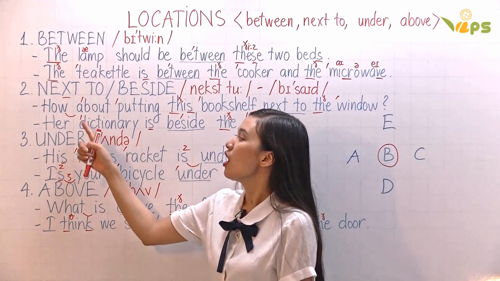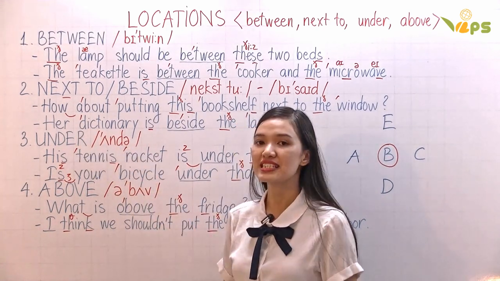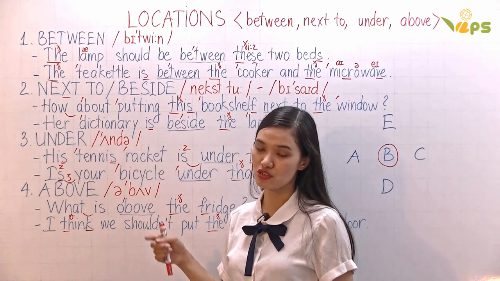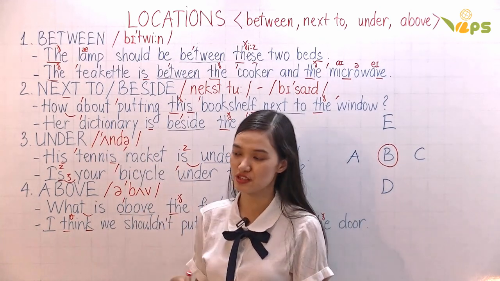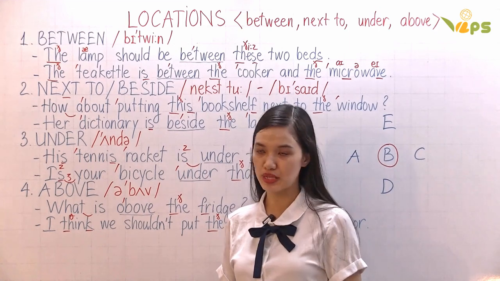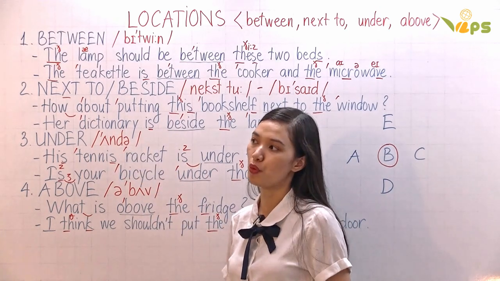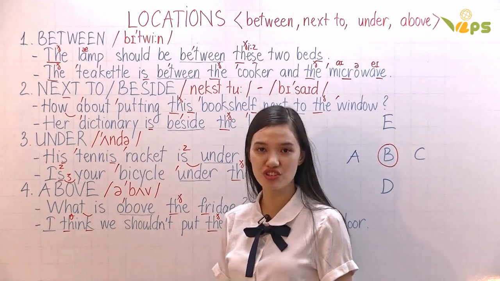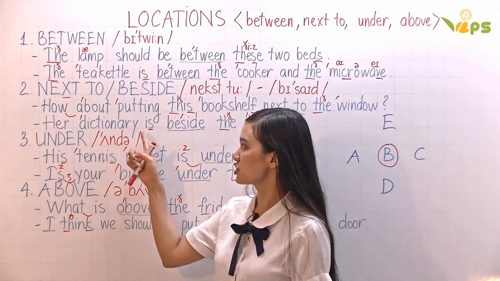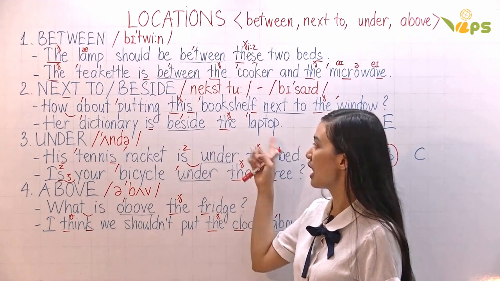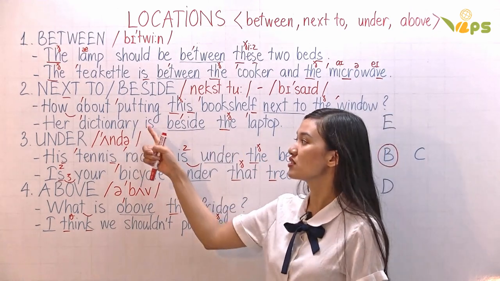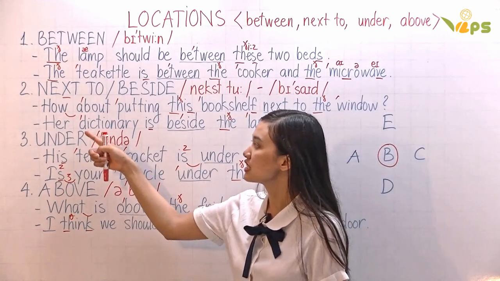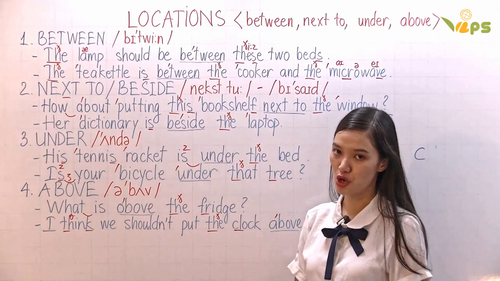Now, her dictionary. You can say dictionary in two ways, just like American English. American English prefers one pronunciation, but for British English, people love saying it the other way, okay? The same. Her dictionary is beside the laptop. Or I can say her dictionary is next to the laptop.